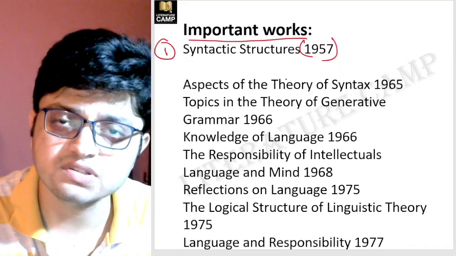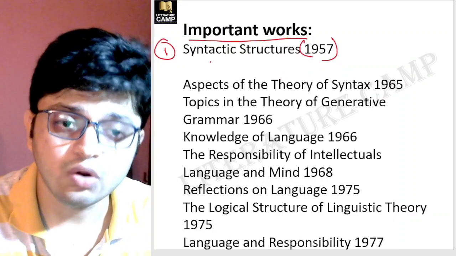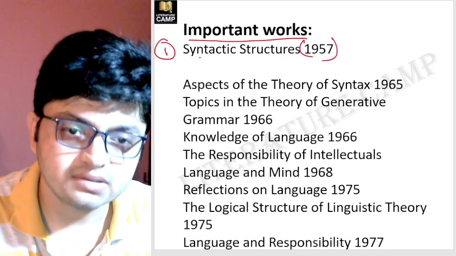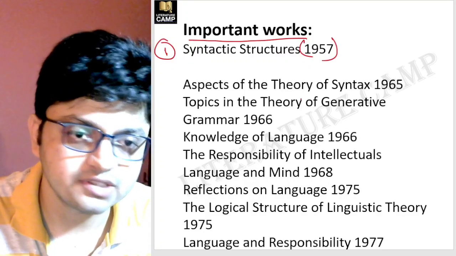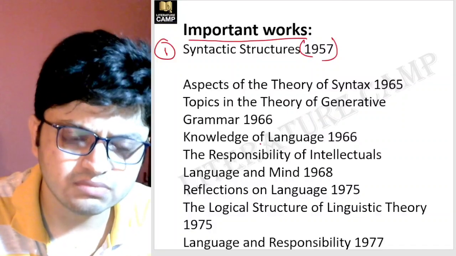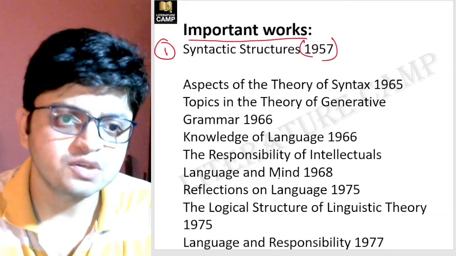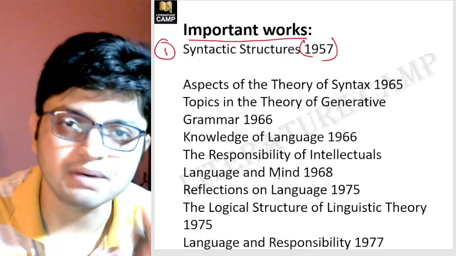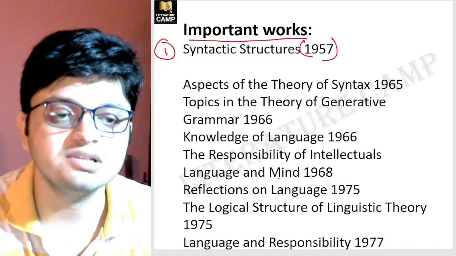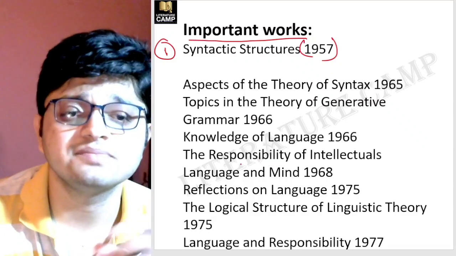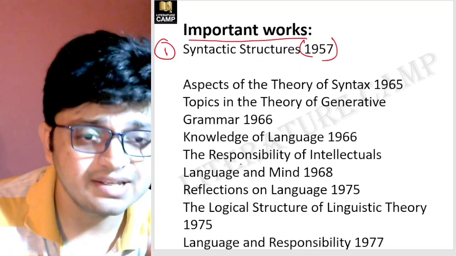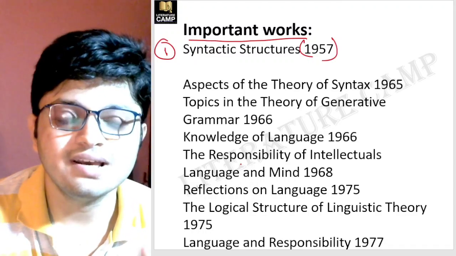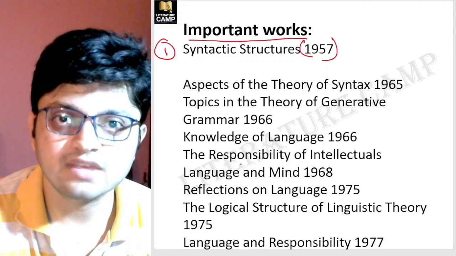If you check previous year questions, you will find UGC already asked a question on Syntactic Structures, Aspects of the Theory of Syntax, and two more works, and we had to set them in chronology. So we need to remember the publication year. Syntactic Structures, published in 1957. There is a famous line in that work that you need to remember: colorless green ideas sleep furiously.